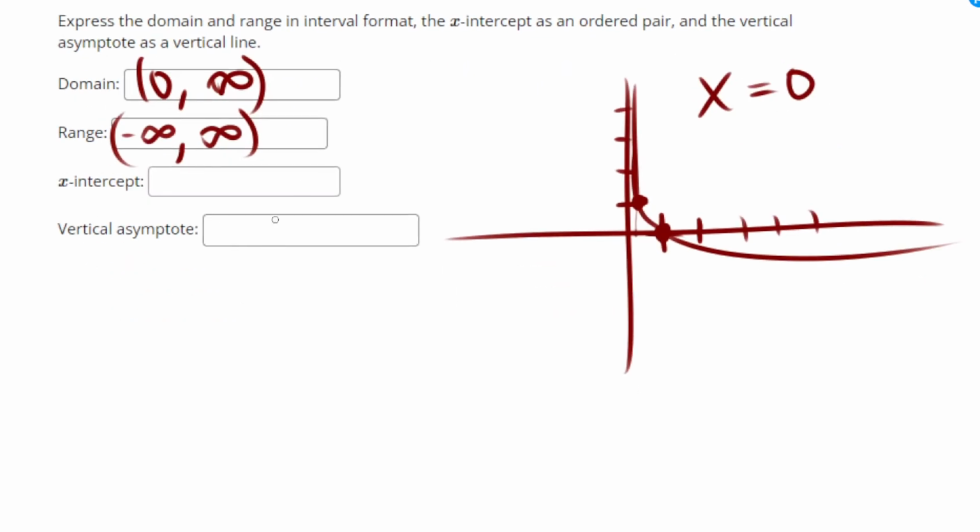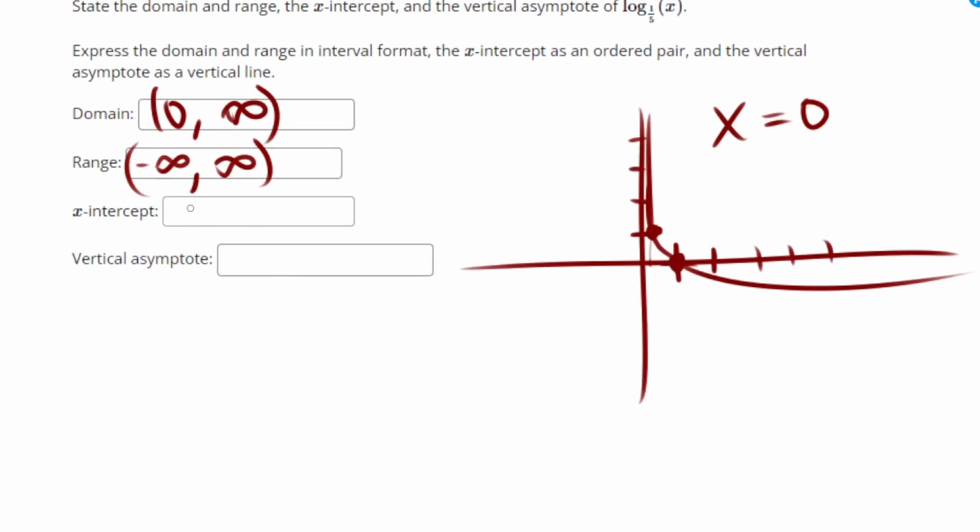Our x-intercept looks like it's going to be (1, 0). And then the vertical asymptote is still going to be x equals 0.